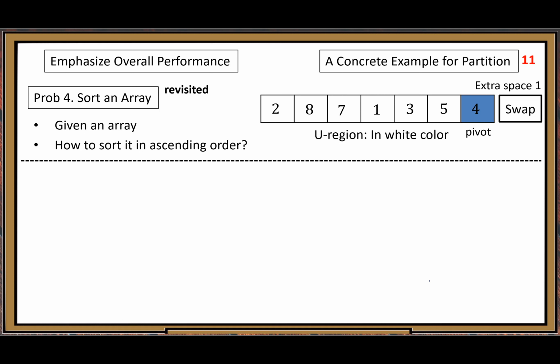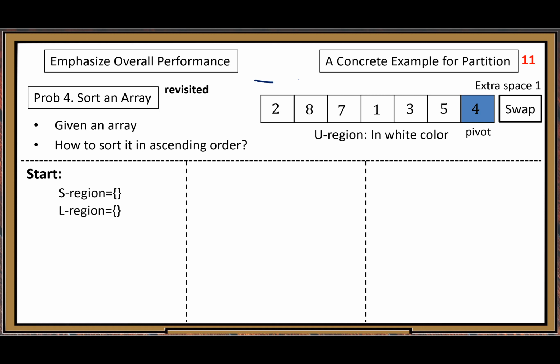Next, let me use the space below to run step by step the partitioning process. When we start, our S region is an empty set. L region is also an empty set. Now let's look at the elements from left to right in the natural order, one by one. 2 first, then 8, and so on.